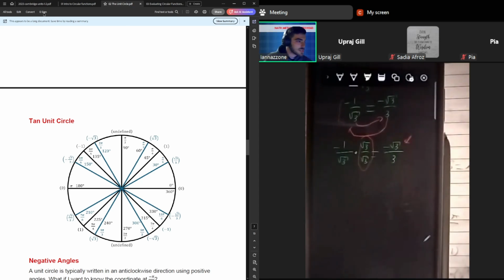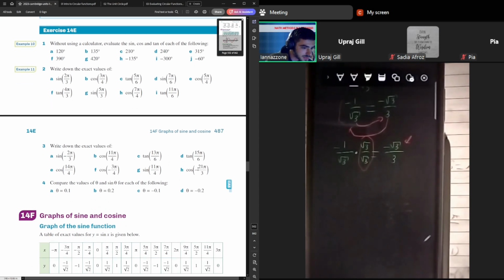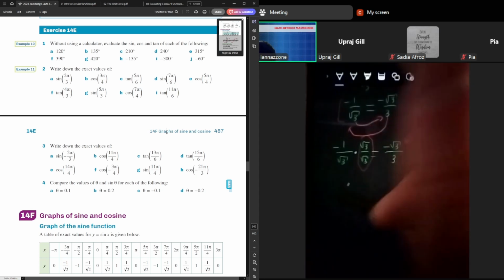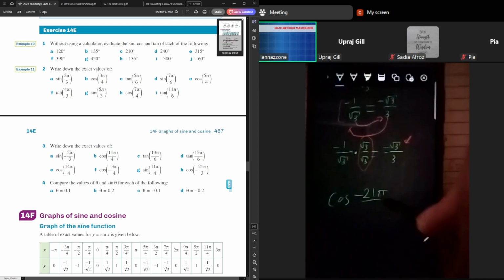Sweet. Okay, that's that one. And I guess we'll chuck in a negative angle. Let's see. Yeah, here's a fun one. Cos of negative 21 pi over 3. Let's try that. Cos negative 21 pi on 3.